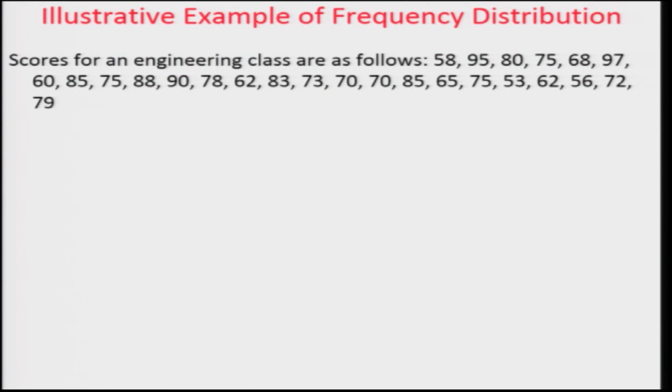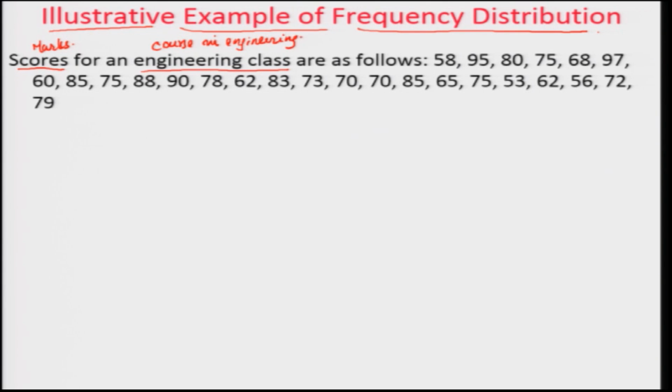So, now let us do an illustrative example, or let us work through an example, so that you understand how the frequency distribution is created. The exam scores for an engineering class are as follows. Scores can also be called marks. An engineering class is a course in engineering.